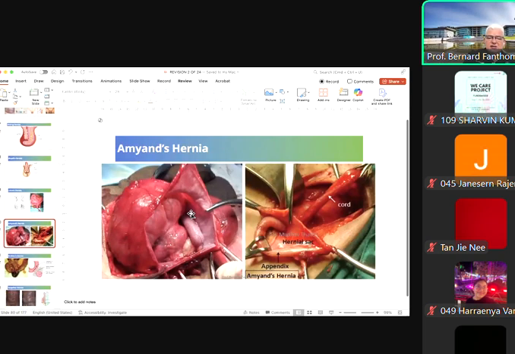Then you have Amyand's hernia. A stands for appendix. So in Amyand's hernia, one of the contents is the appendix. This is the cecum, that's the appendix.